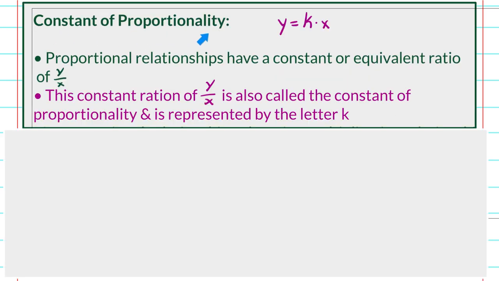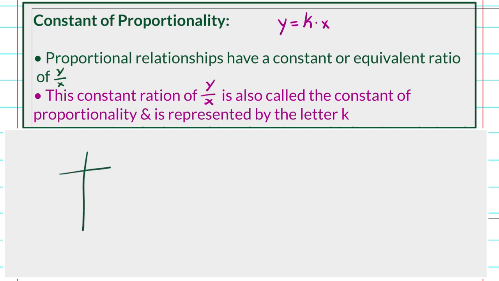Constant of proportionality. So that is y equals k times x. I'll explain that in a second here. So proportional relationships have the constant or equivalent ratio of y over x. This constant ratio of y over x is called the constant of proportionality and is represented by the letter k. The constant is what changes every time.